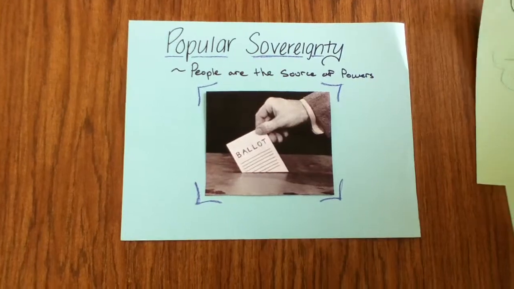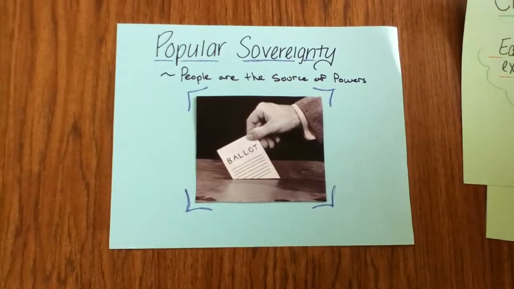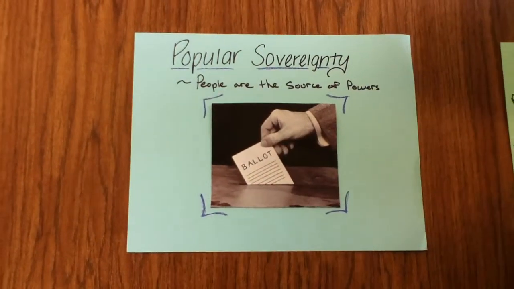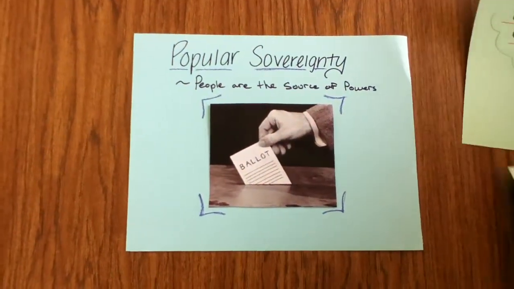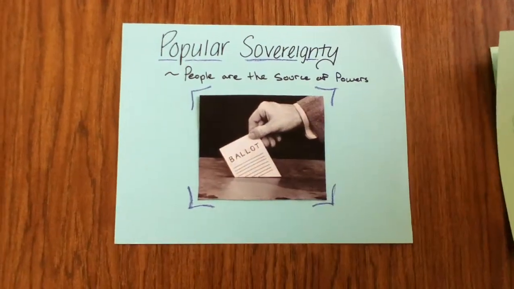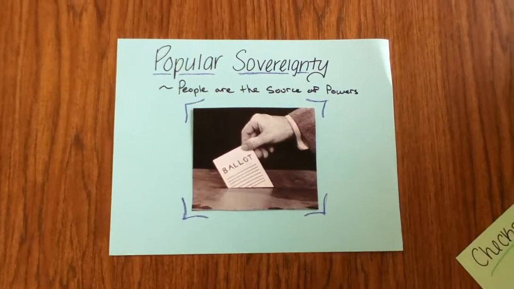People are the source of power. As you can see here, our picture depicts a man placing his vote into a vote box. This shows and displays that people are in power of who they want to be in charge of them and who will represent them.